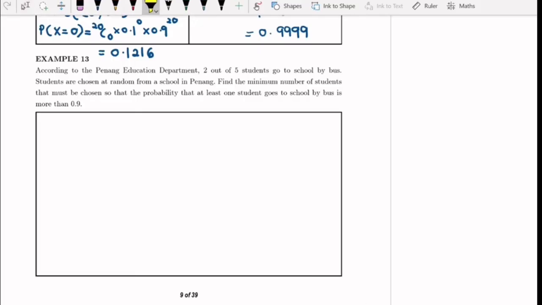Next is question 13. According to the Penang Education Department, 2 out of 5 students go to school by bus. Students are chosen at random from a school in Penang. Find the minimum number of students that must be chosen so that the probability that at least one student goes to school by bus is more than 0.9. So for this question, first, we can define x as the number of students that go to school by bus.